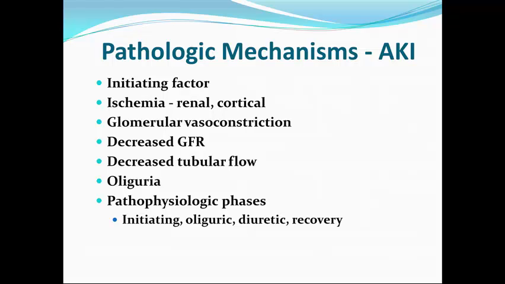That's the initiating. If we are unable to relieve the initiating factor, or if the initiating factor continues, generally this will then lead to an oliguric phase. In this oliguric phase, there is a decrease in the amount of urine being produced by the kidneys. And what would that be?